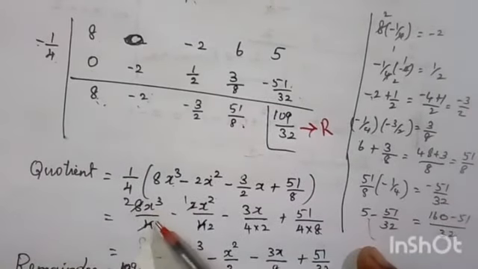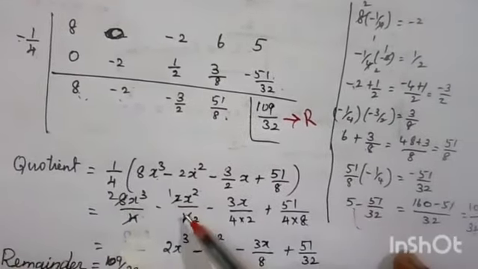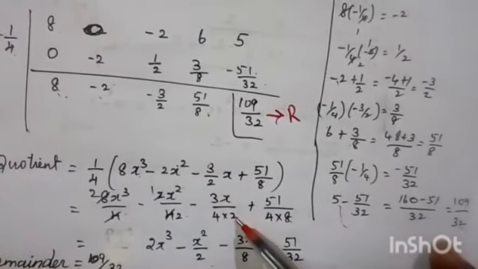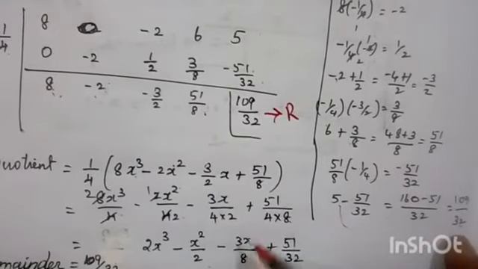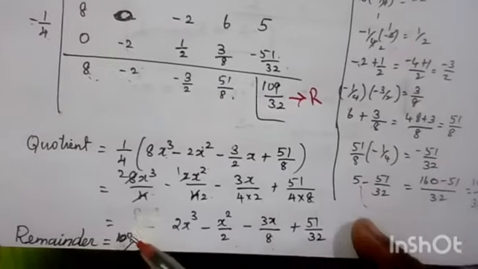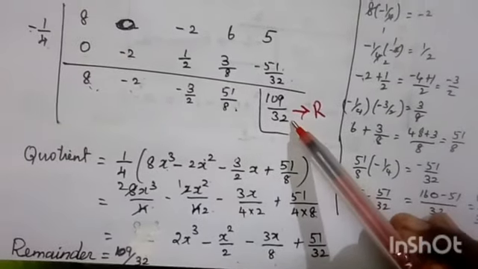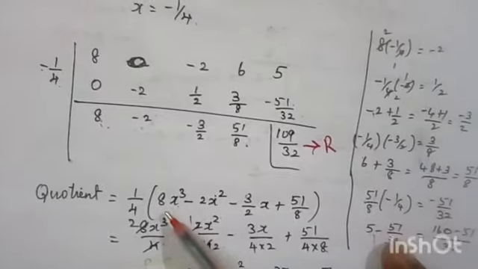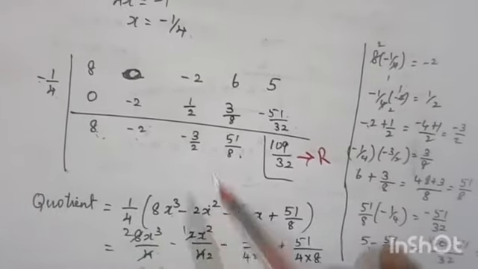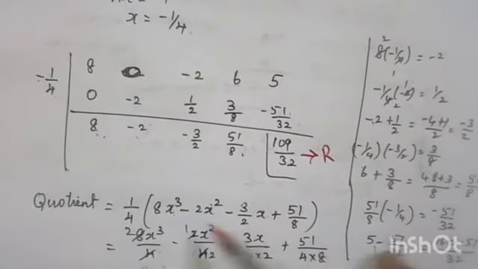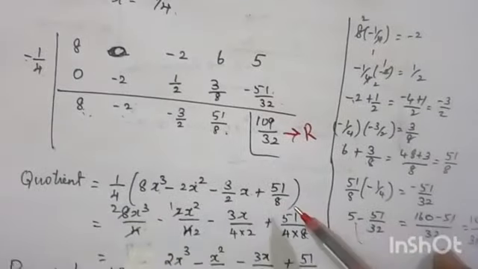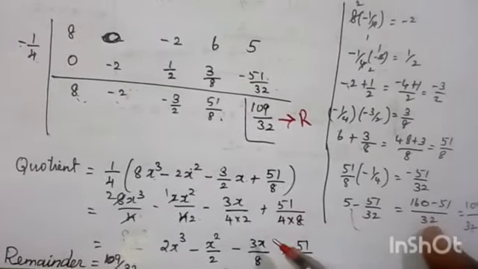Cancelling is possible, so that is 2x cube. 1 2 is 2, 2 2s are 4, that is x square by 2. Now cancelling is not possible, so 3 by 8 into x, that is 3x by 8, and 51 by 32. So remainder is 109 by 32. For the quotient, there is only one difference between the previous problem and this problem. For that problem, the quotient was written directly. Here we have to consider it with the divisor, so take the divisor inside and simplify, and we get the proper quotient.